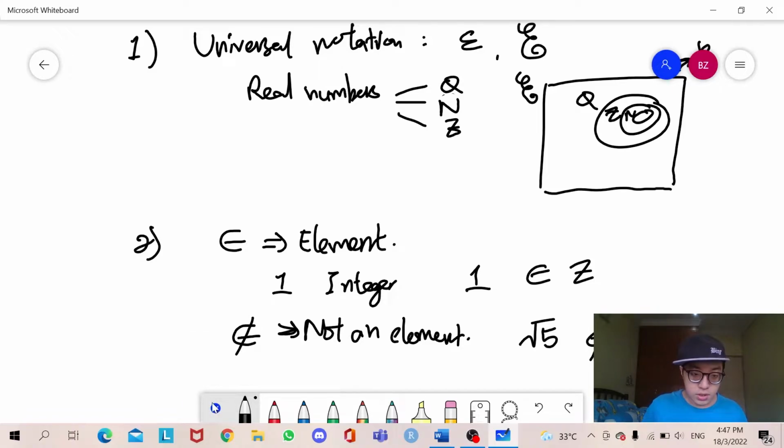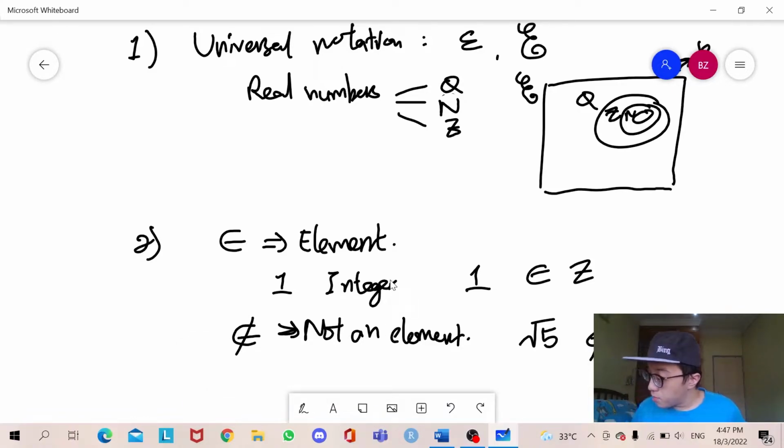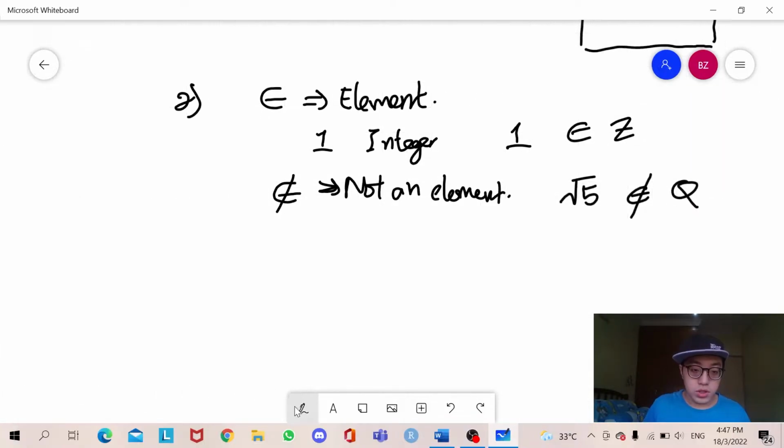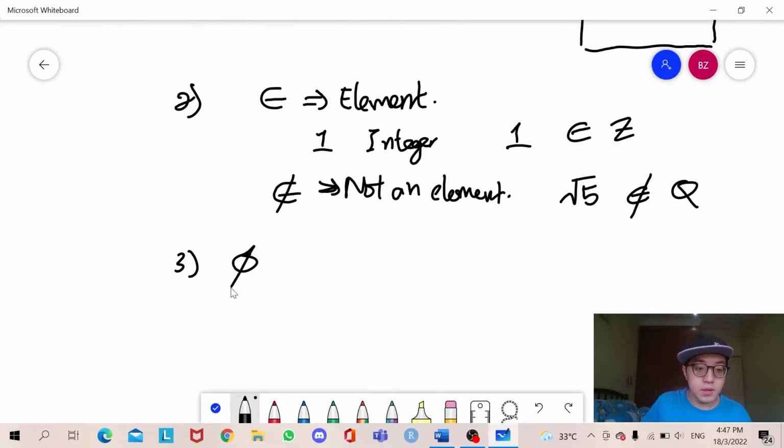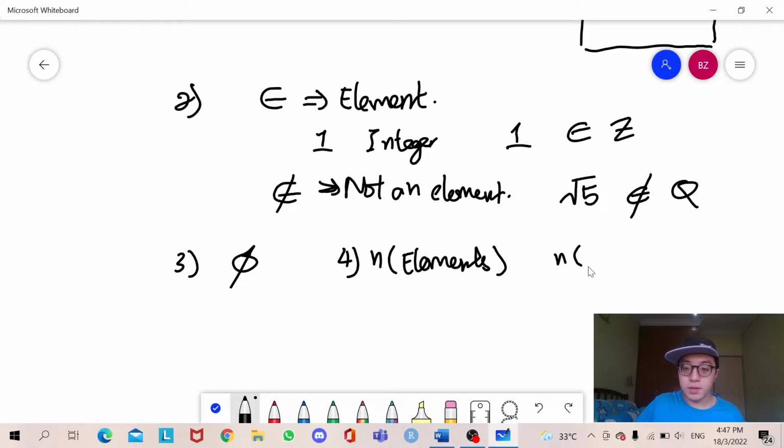Now we go on to the third notation, which is the empty set. The empty set means nothing is inside the set, so it's totally empty. The fourth one is the number of elements. This n bracket means the number of elements of a set. I'll give the example on the next canvas.